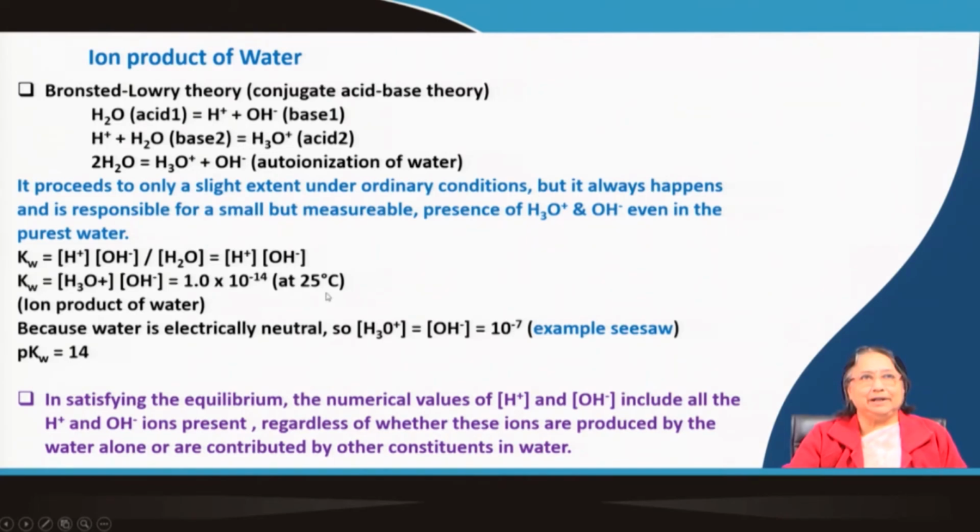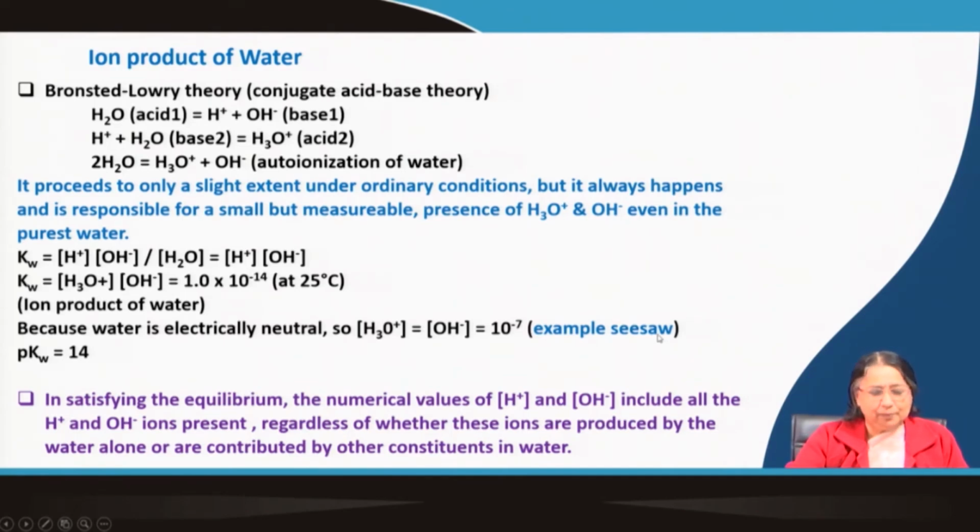This is most important, and Kw is called the ion product of water. Because water is electrically neutral, the H3O+ concentration is the same as the OH- ion concentration, and this is nothing but 10 to the power minus 7, and pKw is 14. Now, I will show you a seesaw.